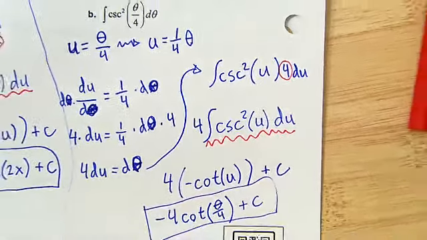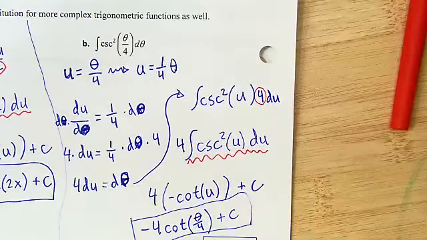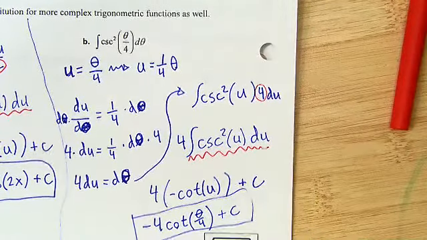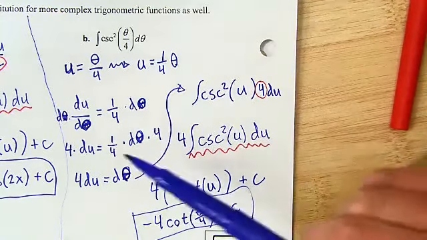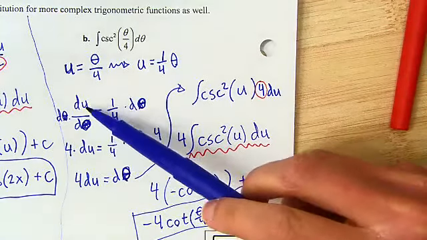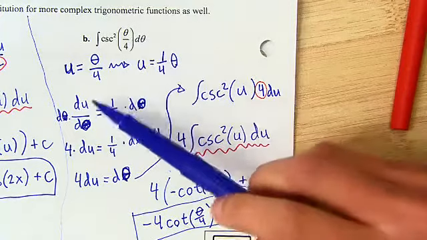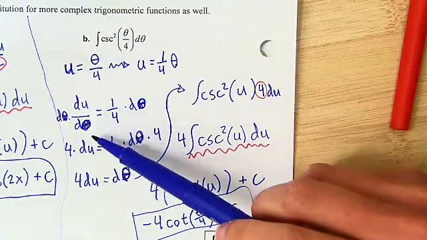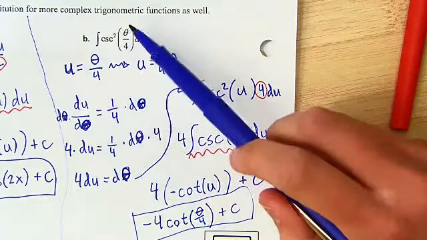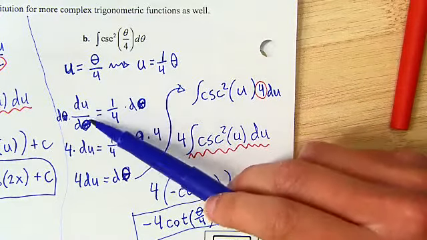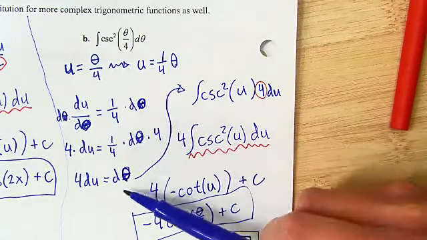Okay. So that is this problem. Your inner function is the theta over 4. And then you take the derivative of that. Just be extra careful, be better than me. Just see that if you're doing a derivative of something with a theta, then it's du over d theta. If it was an x, then it's du over dx. But here it's theta, so it's du over d theta. And then you want to get that d theta by itself.